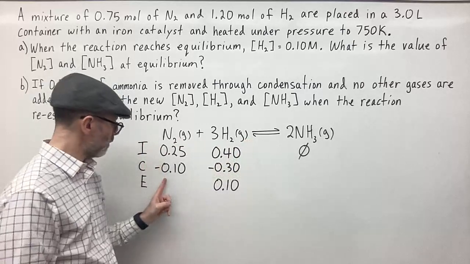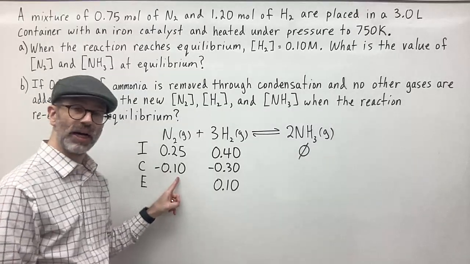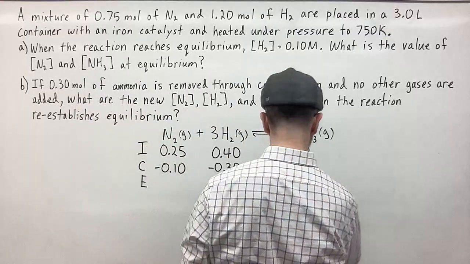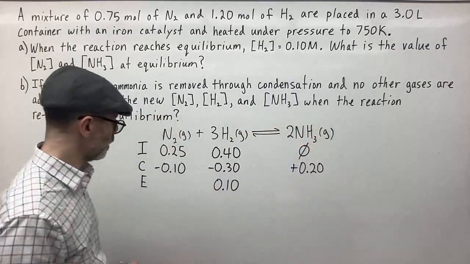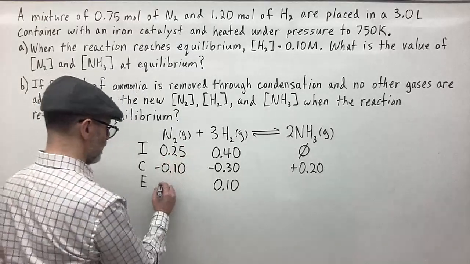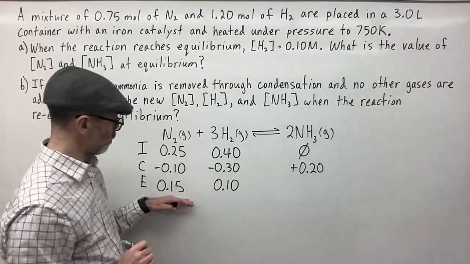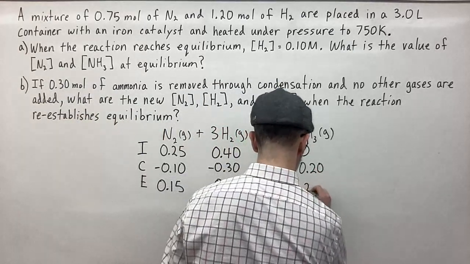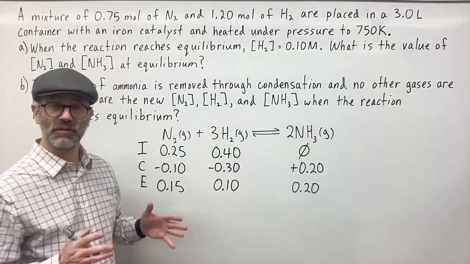If I lose an amount here by negative 0.1, if I'm losing 0.1 here, then I'm going to gain double that amount over here, which is 0.2. So I'm going to gain a 0.20 amount here. And now all I have to do is add these together. So 0.25 minus 0.1 gives me 0.15 at equilibrium here. And then adding these together, I get 0.20 amount here. So now we have the equilibrium concentrations for all of the species.